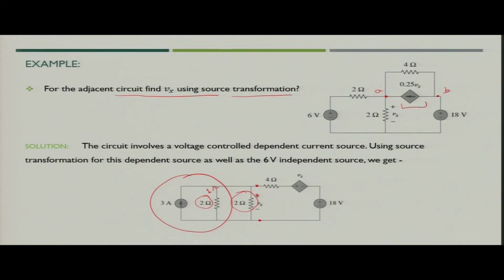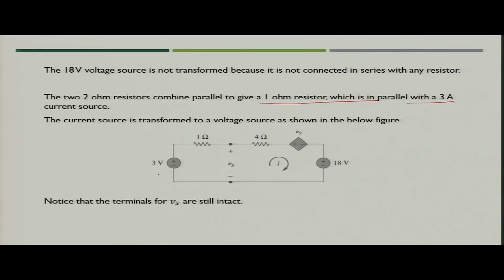So, after source transformation, what do you get? You will get 3 volt in series with 1 ohm resistance, and then you have the same Vx which you need to find out, and then you have 4 ohm in series with Vx, and then the 18 volt which you have in the circuit. Now, as we discussed, Vx is still intact, which is the quantity that we need to find out. So, we are okay with the transformation.